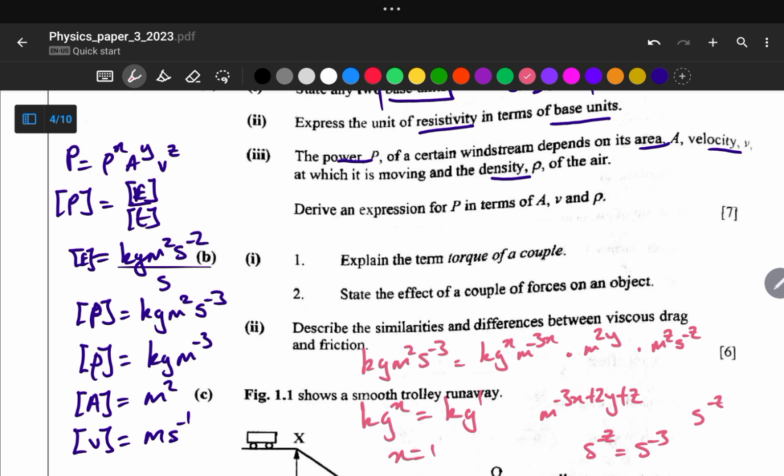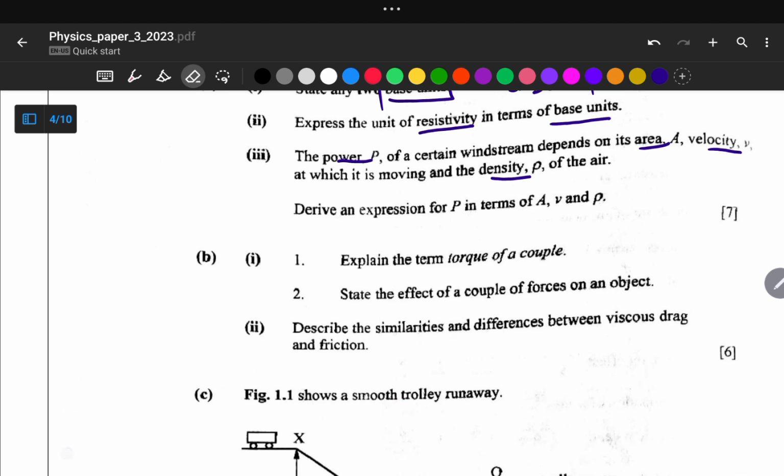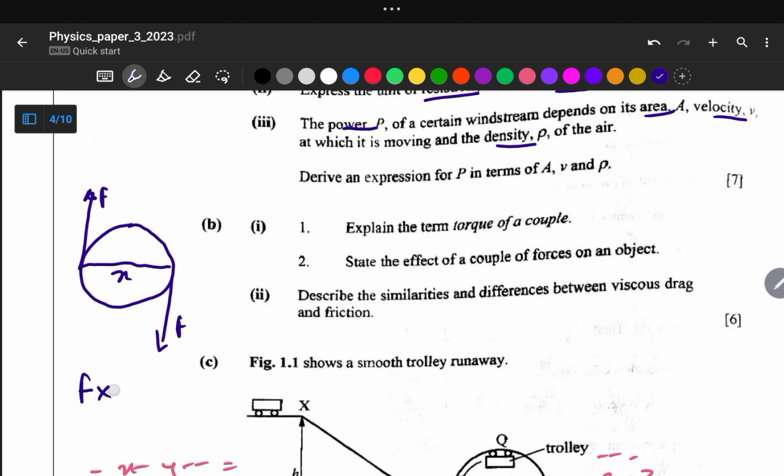Okay, let us move on to the next part of the question that requires us to explain the term torque of a couple. Torque of a couple is the product of one of the forces and the distance between the two forces. When you have one force acting in this direction, it is F. These two forces are of the same magnitude but acting in opposite directions. The distance between these two forces is x. So torque of a couple is one of the forces times the distance between these two forces. So it's F times x. That is the torque of the couple.